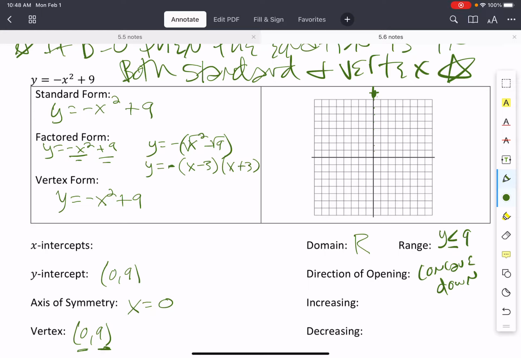So what are my x-intercepts? Paige, can you give me one of them? Yeah. Okay, that's one of them. Kyrie, can you give me the other one? Can you just take a guess? Look at that. Perfect. Let's plot those.